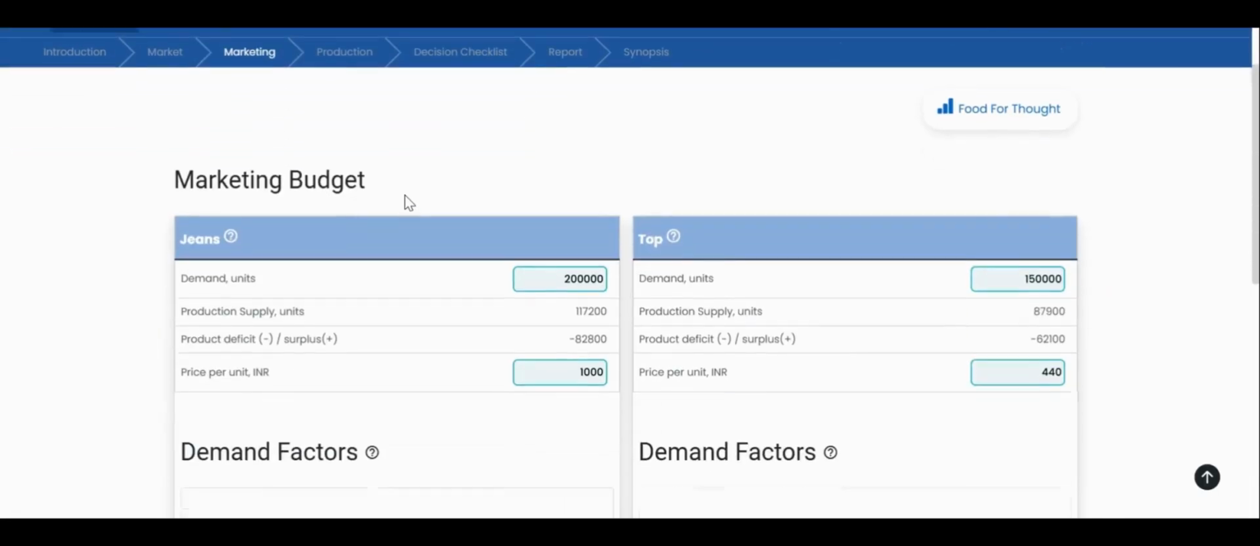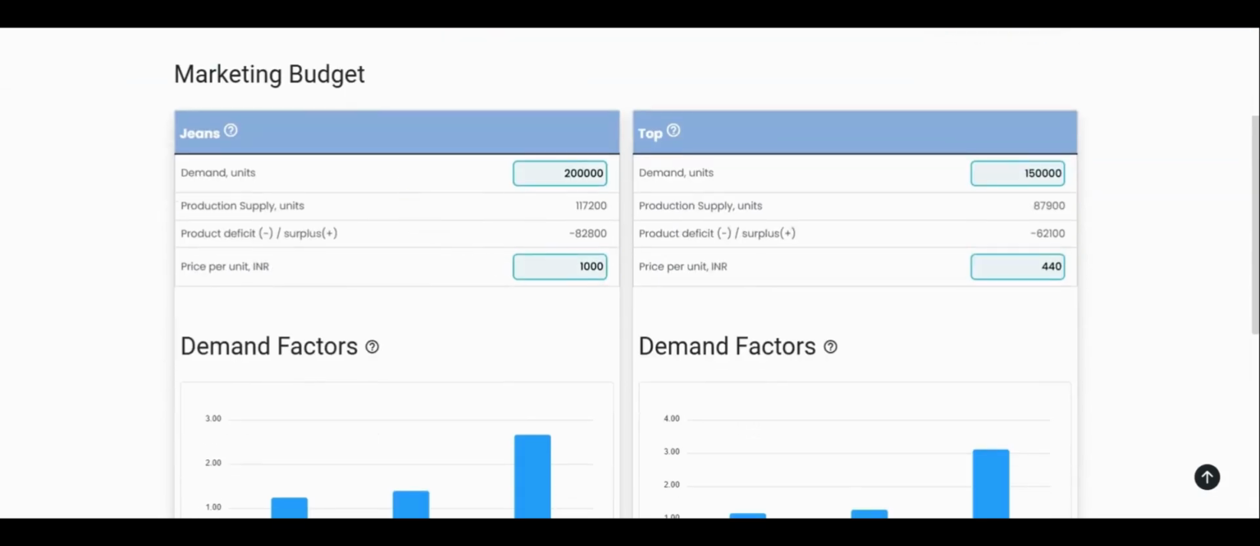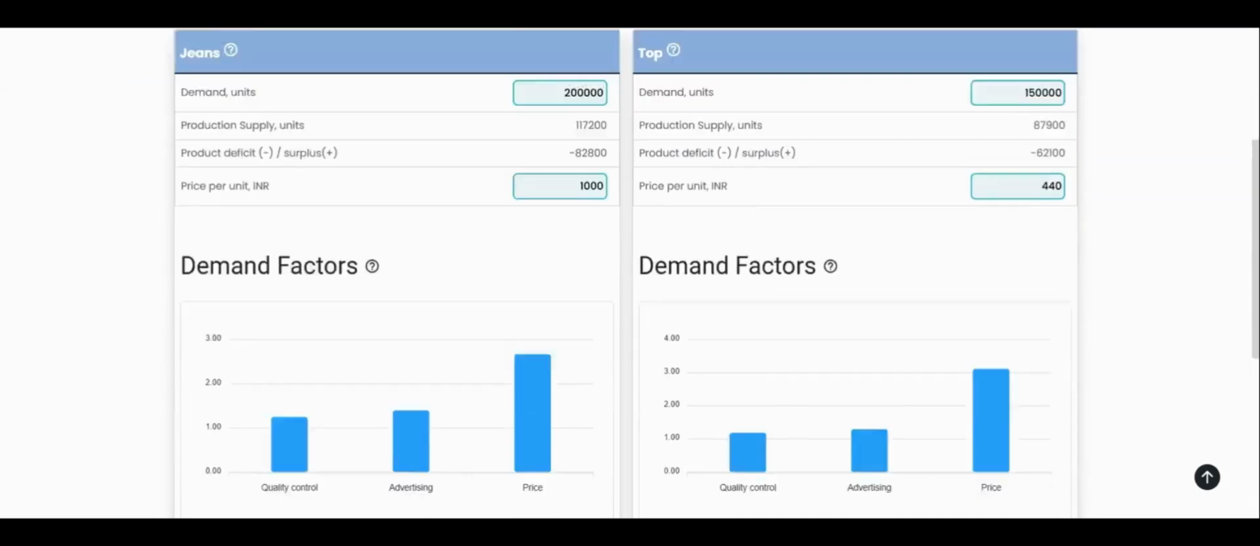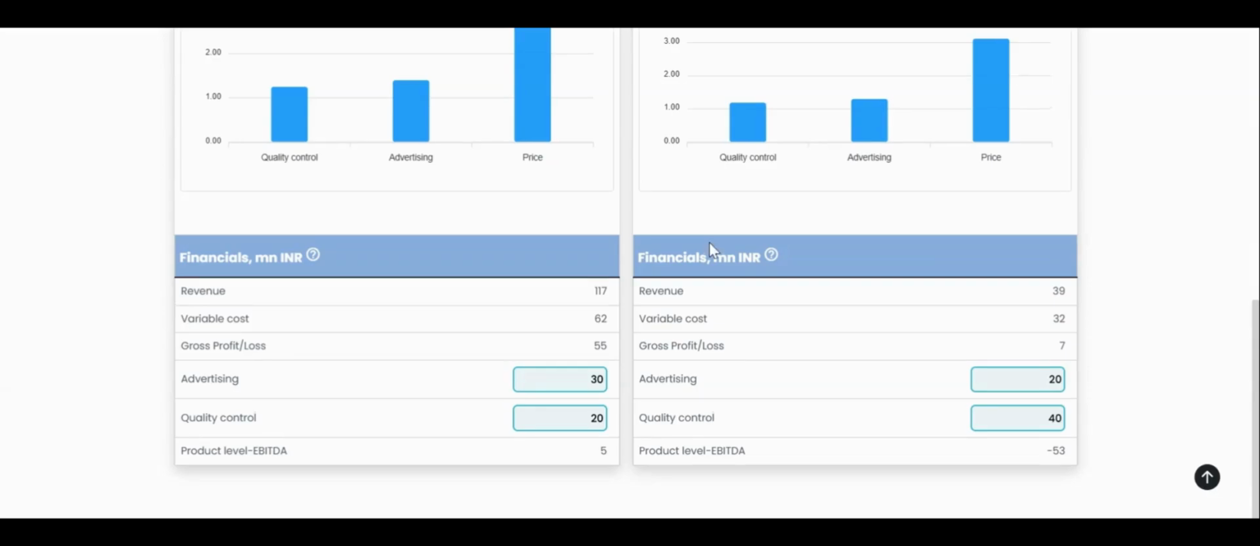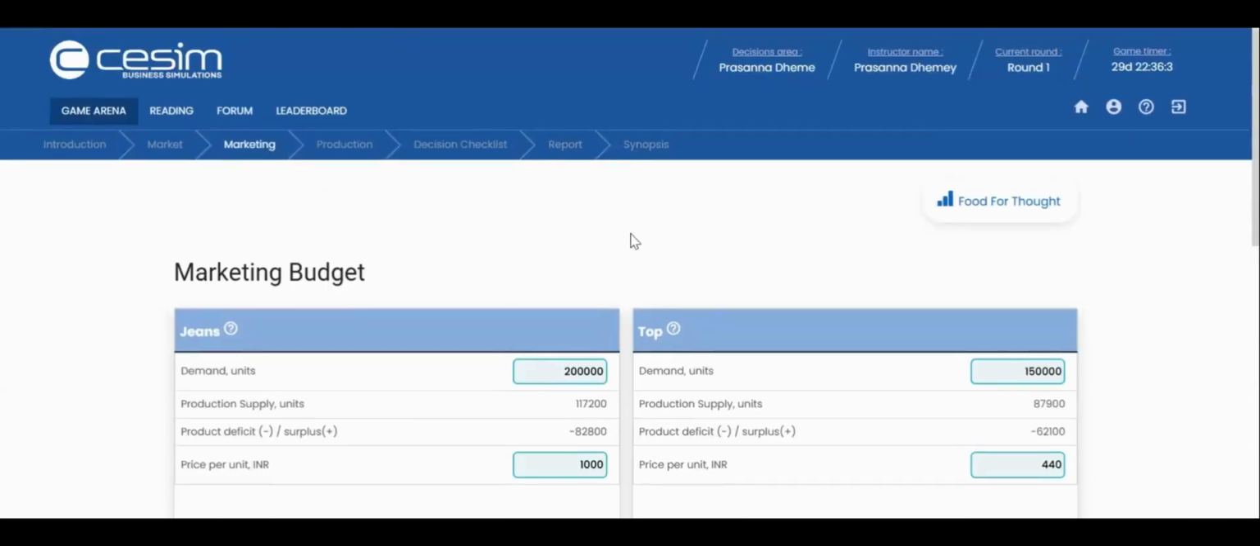Here we estimate product demand, set our prices, and allocate budgets for advertising and quality control. We use market data, demand trends, cost structures, and competitive information to make informed decisions. Our pricing should remain attractive to customers while supporting profitability, while advertising and quality control investments should help improve sales, customer satisfaction, and product reputation.